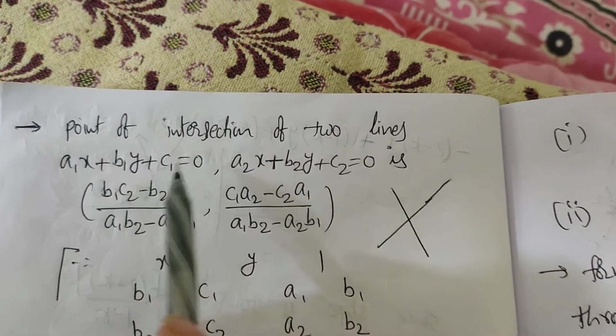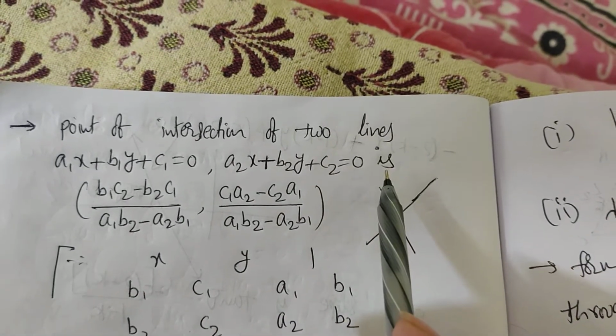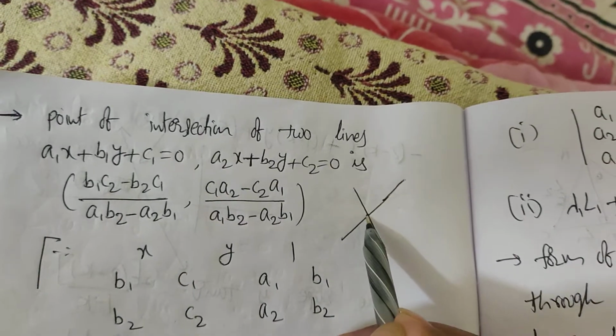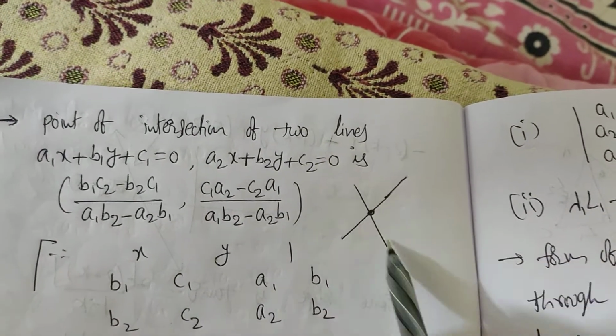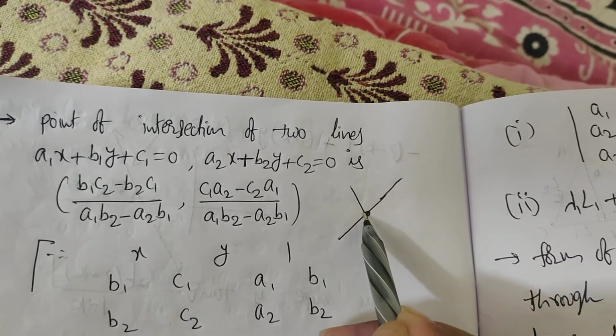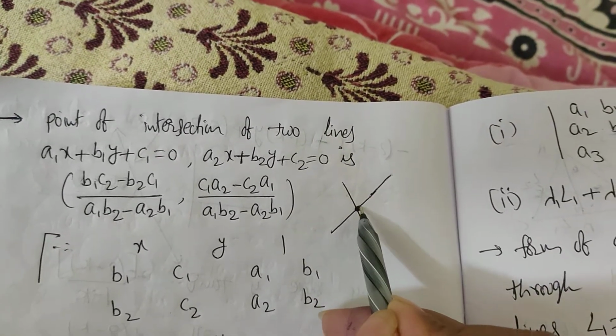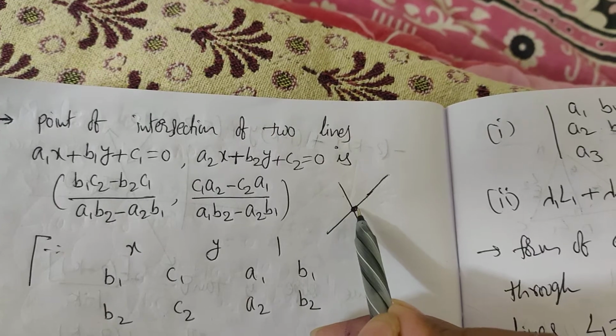The point of intersection of these two lines is, in general, the coordinates of this point. Suppose this is the first line and this is the second line. This is called the point of intersection of these two lines. This point of intersection is nothing but the coordinates x comma y.